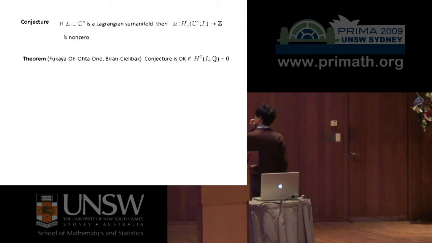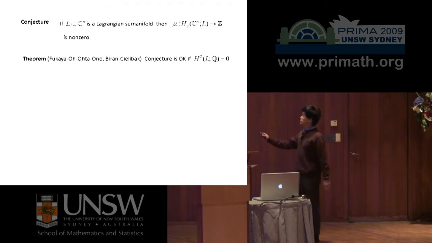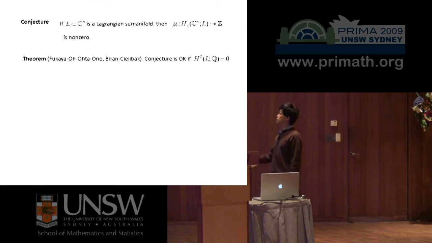And this famous conjecture is: you have a Lagrangian submanifold in complex vector space. Then this Maslov index is non-zero. I'm sorry, this is Z again. So what Gromov proved is that this E is non-zero, and it is also expected that this Maslov class is also non-zero. And Biran-Cieliebak proved it in the case when the second homology vanishes.